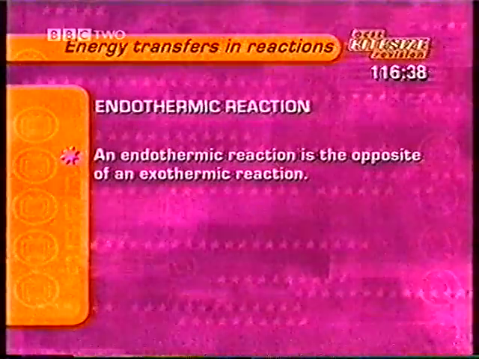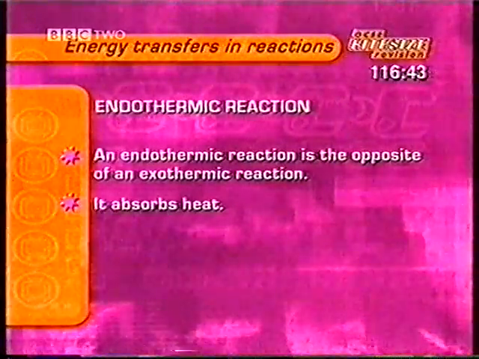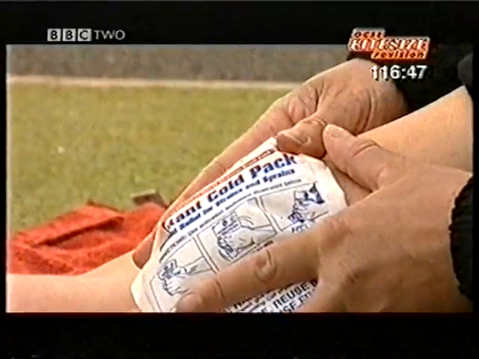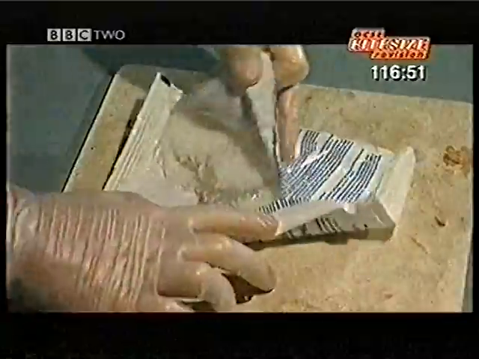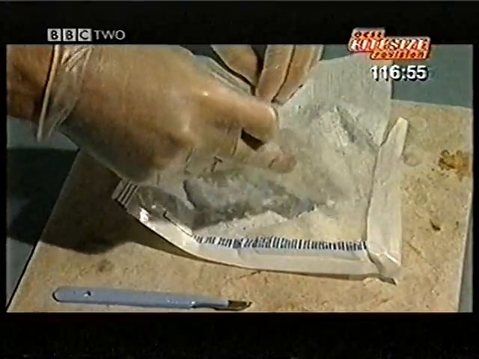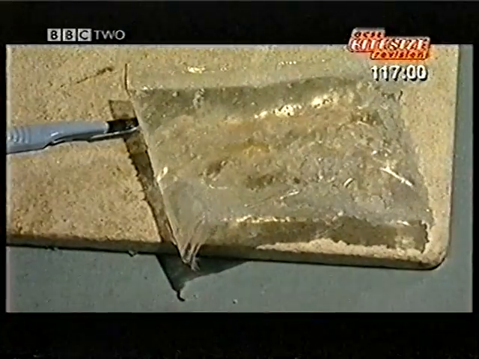An endothermic reaction is the opposite of an exothermic reaction. It absorbs heat, like in this instant ice pack. Inside the pack are dry ammonium nitrate crystals and a small bag of water. Break the bag open and the reaction starts.